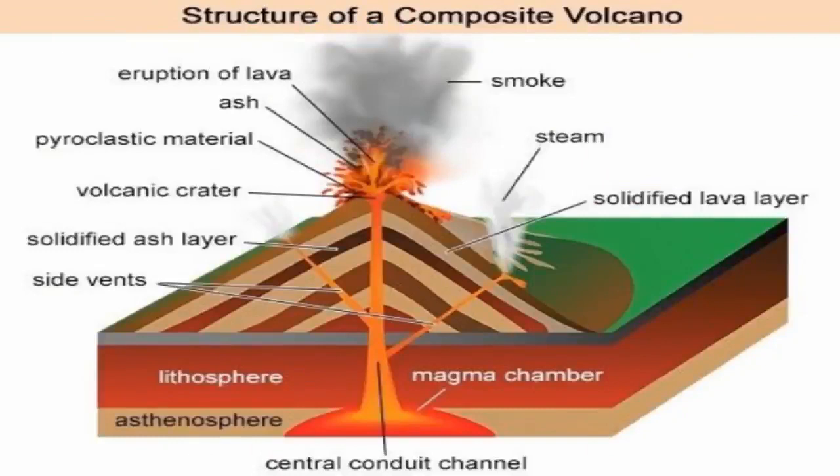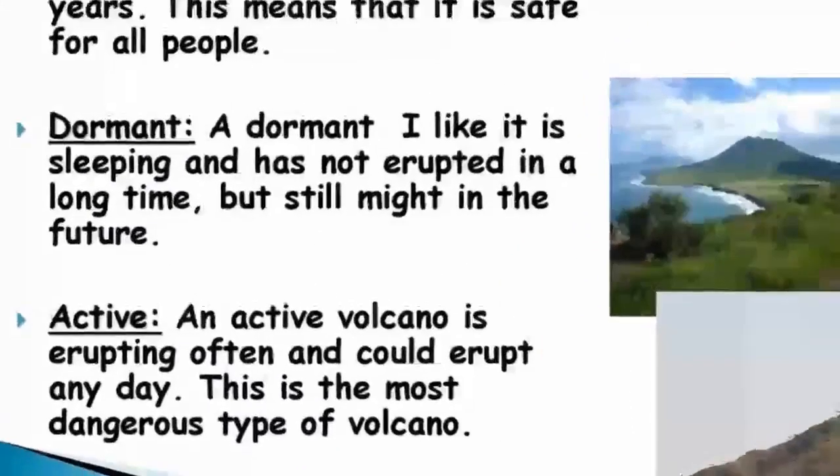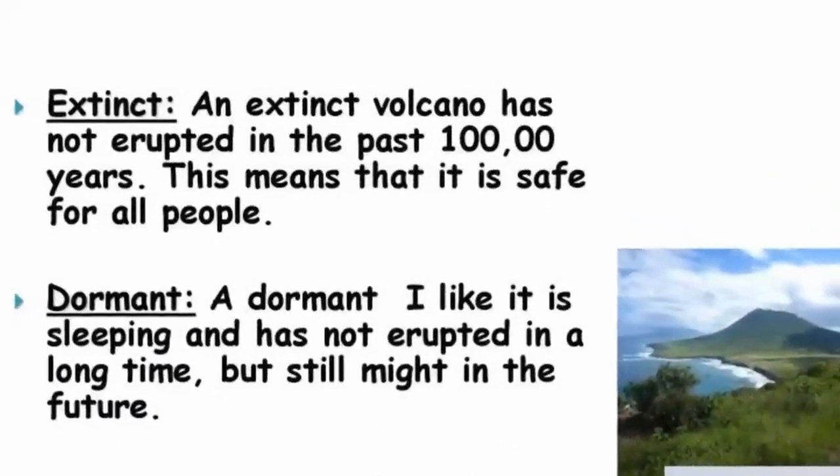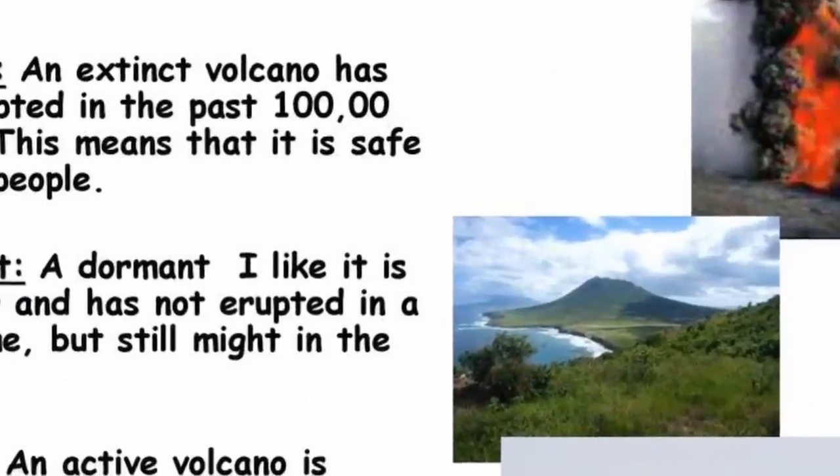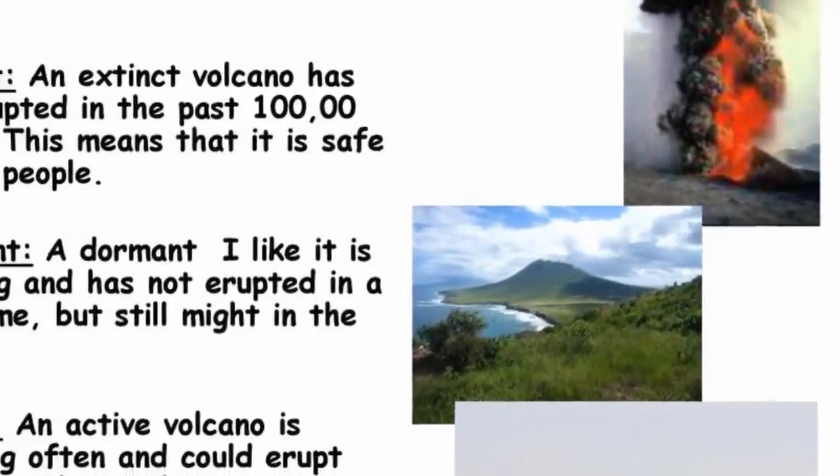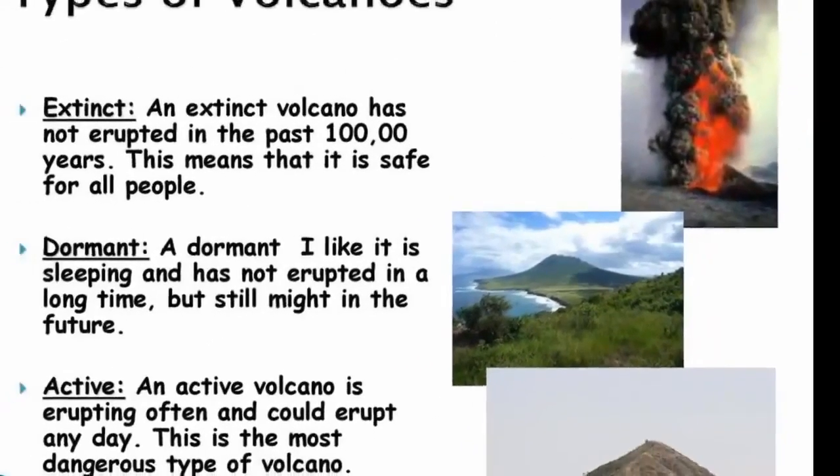For example, Fujiyama, Japan, Vesuvius, Italy, Popocatépetl, Mexico, Cotopaxi, Ecuador, and Mayon, Philippines. Classification of volcanoes. Volcanoes may be classified into active volcanoes, dormant volcanoes, and extinct volcanoes.